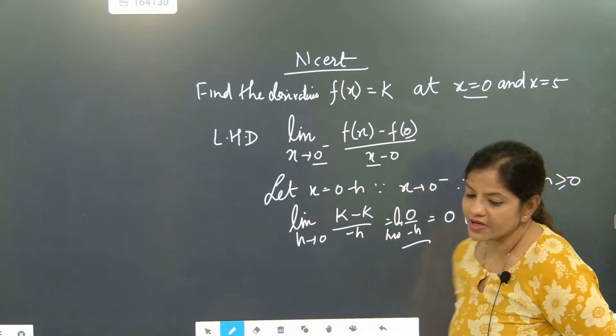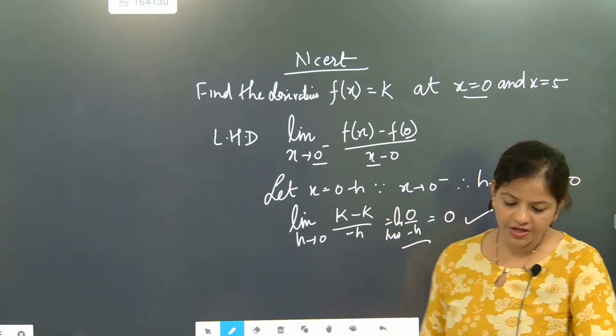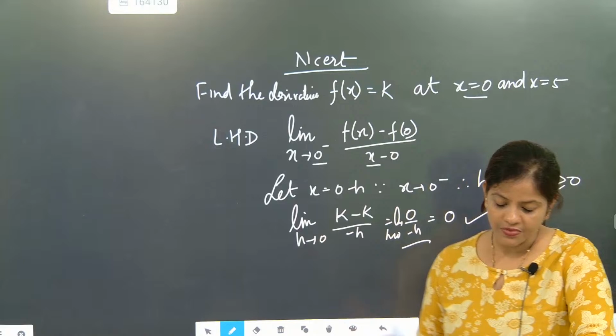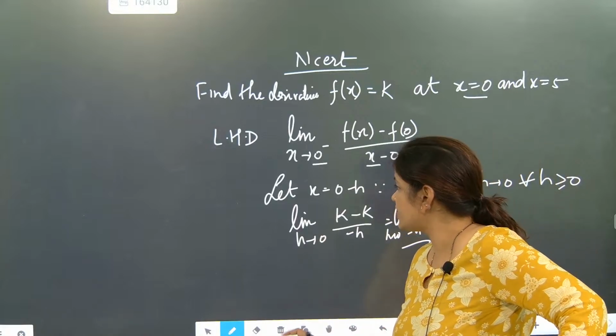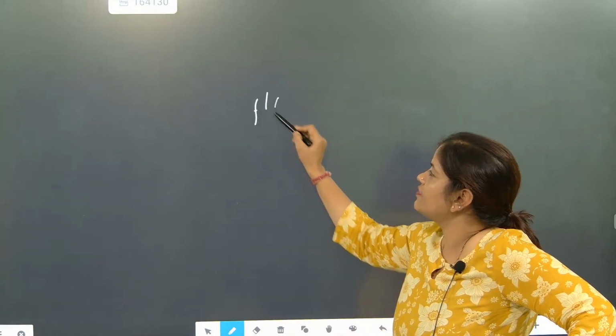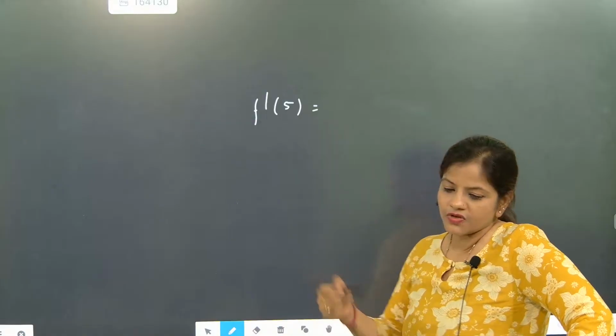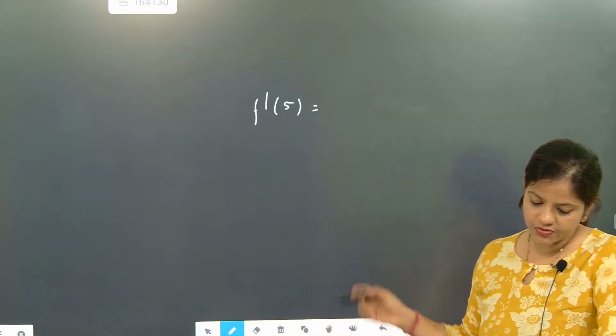So both the limits will be coming same. Yes, LHL will be coming equal to RHL. 0 will only be coming. Now for 0 we have checked, for 5 we will check. So now f dash 5 we will check. We will substitute this one. So either right hand or left hand, we are going to substitute and check.